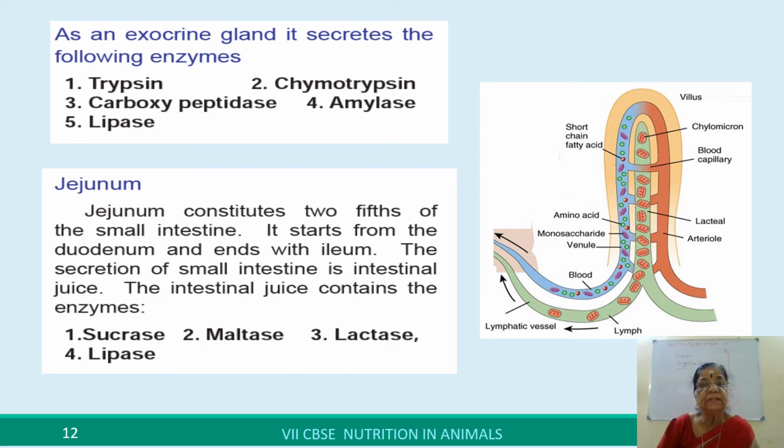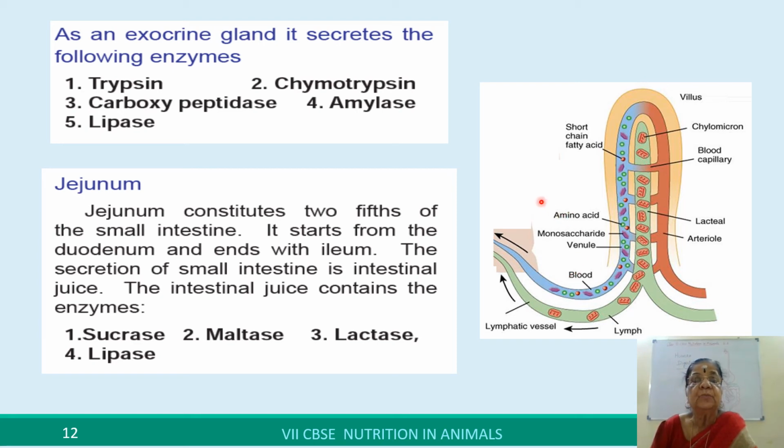So this is for the secretion of the small intestine, and after that the food is absorbed by the villi of the small intestine. It is formed in the ileum. Villi are finger-like projections like this. This is a single villus enlarged.